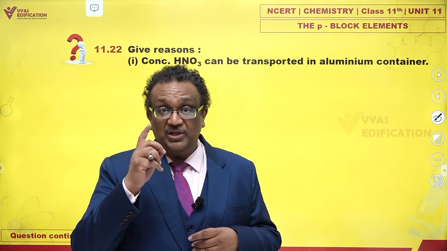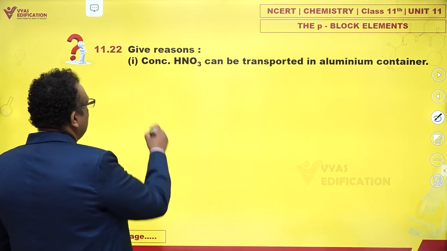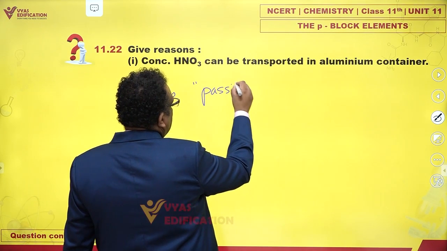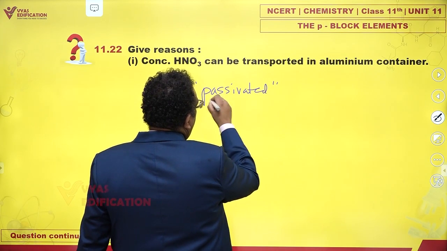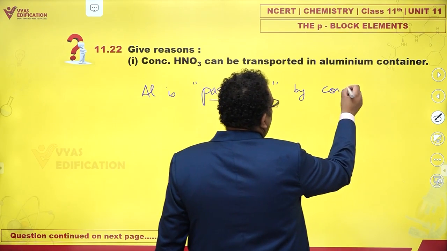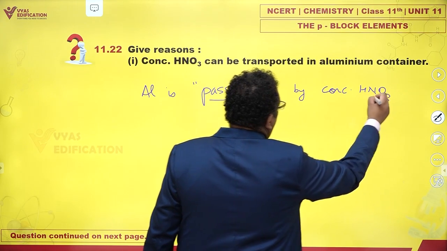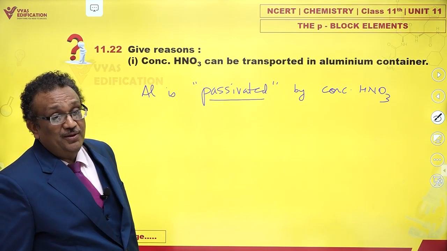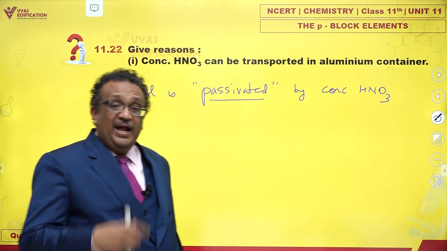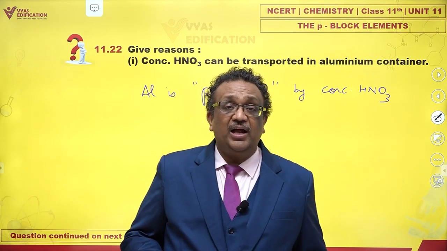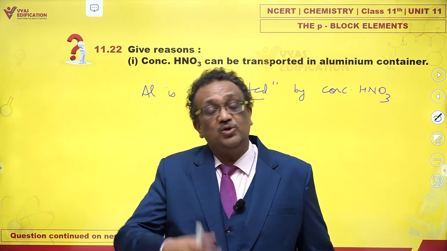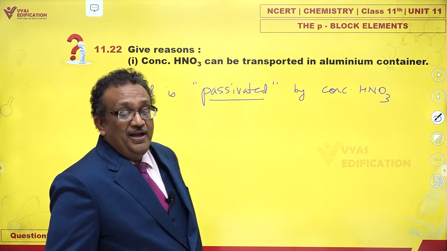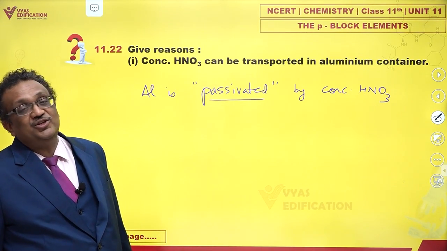Concentrated nitric acid passivates aluminium. What? Yes, aluminium is passivated by concentrated nitric. Please note, this is not true for dilute nitric acid, but concentrated nitric acid can passivate aluminium. What happens? As aluminium is treated with concentrated nitric acid, immediately aluminium is oxidized. There's a very vigorous reaction. Lots of heat is generated and nearly immediately the reaction stops.